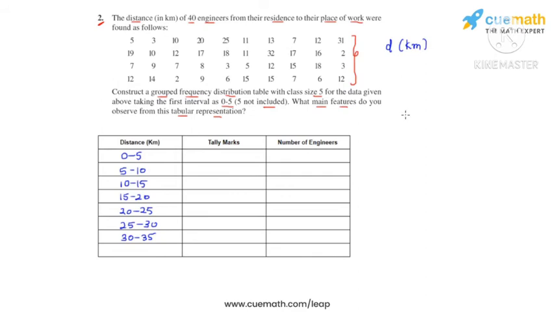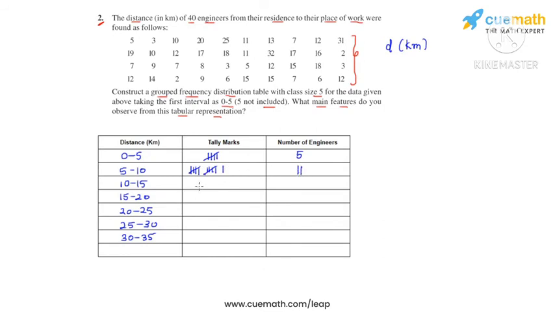So in the first class interval, we can see that there are a total of 5 engineers. So we write the tally marks as 1, 2, 3, 4, 5, and we write the frequency as 5. Similarly, for the second class interval, there are a total of 11 engineers. So we write the tally marks as this, and we will also have to write the frequency, which is 11.